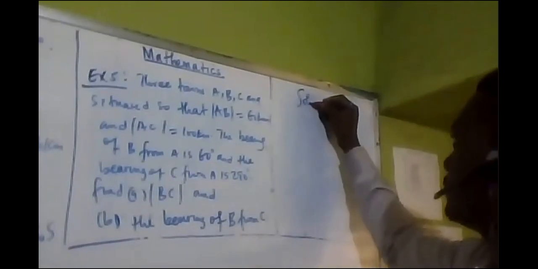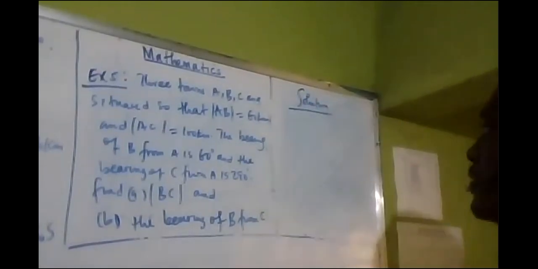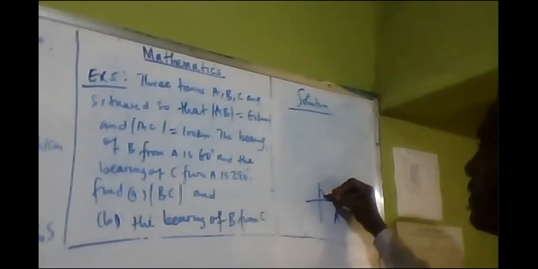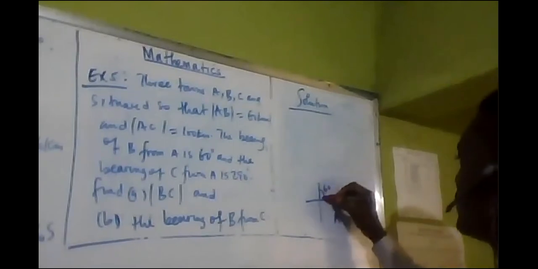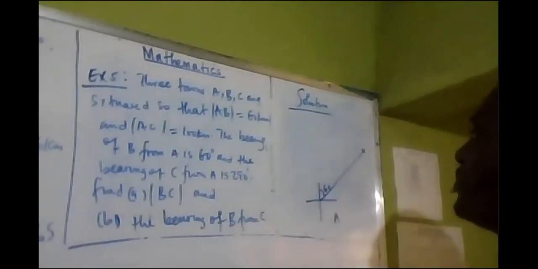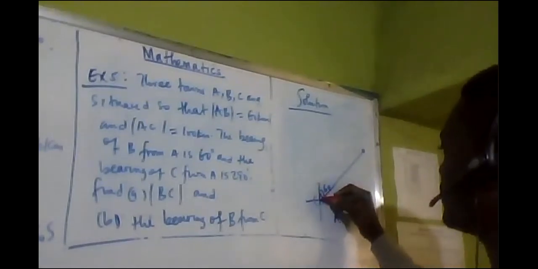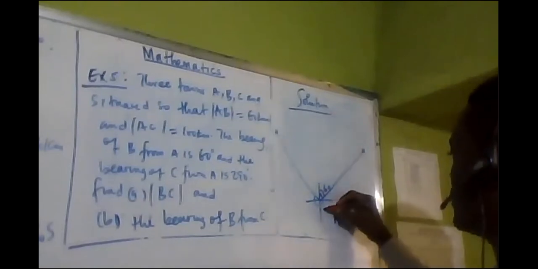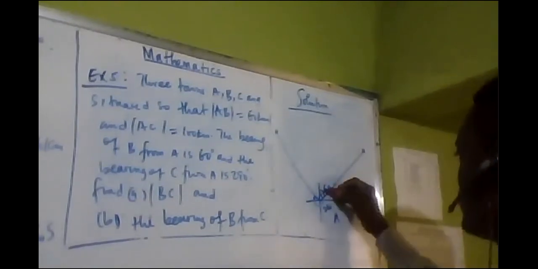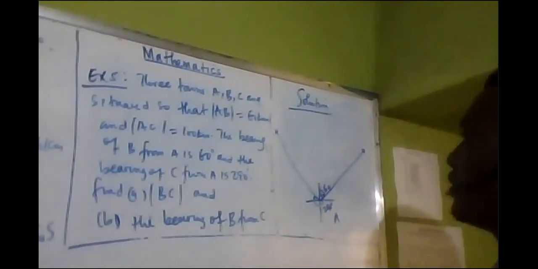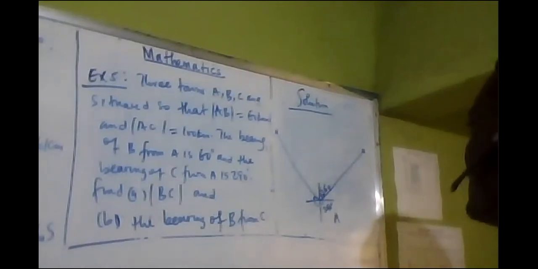So our solution, the bearing of B from A is 60, so B from A being 60 means from A, this is 60. The bearing of B from A is 60 degrees. And the bearing of C from A is 290. 290 should be the fourth quadrant. So this point is 290. From this point to this point is 290. From here to here is 60. So find BC.